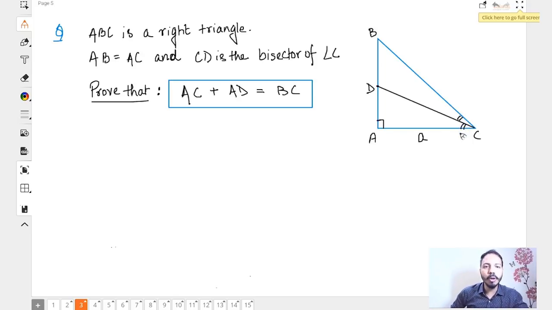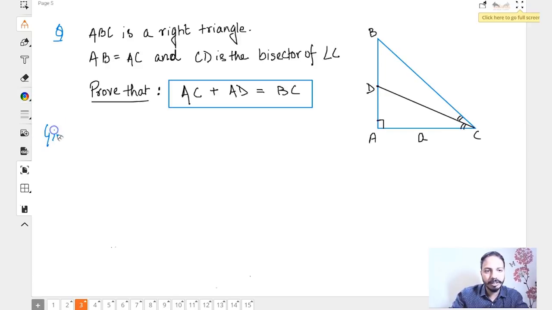Now they are asking, prove that AC, that means this side, plus AD, that means this much, is equal to BC, this length. I will give you exactly 1 minute to think about the approach for this, and then I will help you solve it. Your time starts now. In the meantime, I will write all the given things.